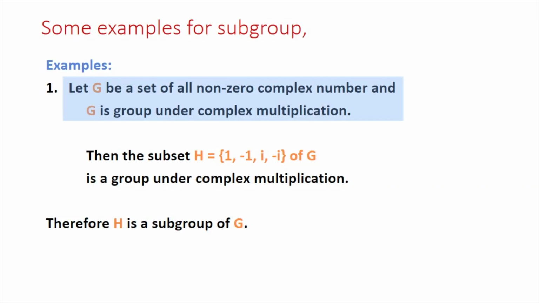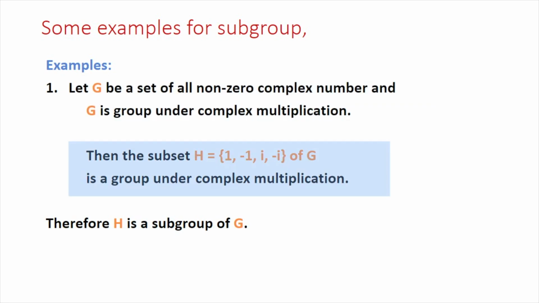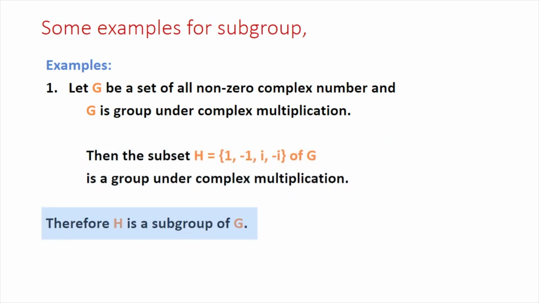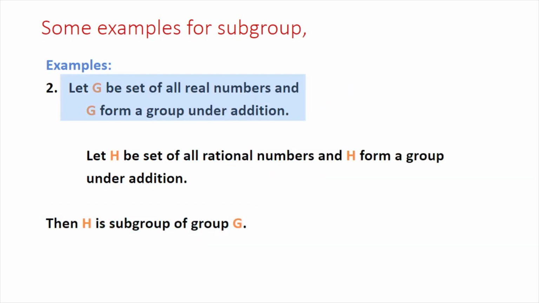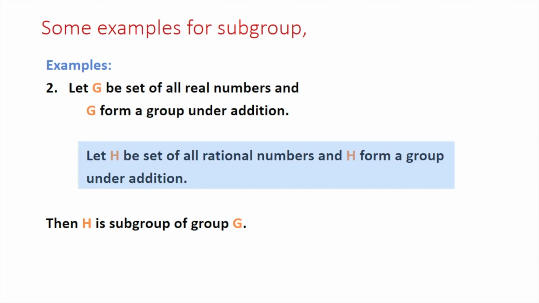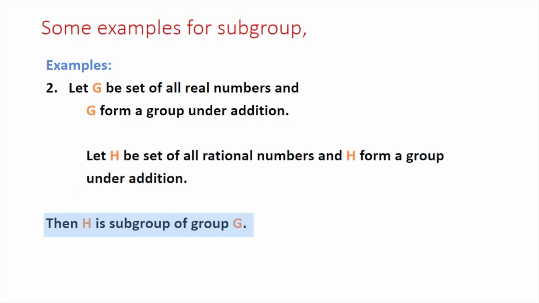Let G be the set of all non-zero complex numbers, and G is a group under complex multiplication. Then the subset H = {1, -1, i, -i} of G is a group under complex multiplication. Therefore, H is a subgroup of G. Let G be the set of all real numbers, and G forms a group under addition. Let H be the set of all rational numbers, and H forms a group under addition. Then H is a subgroup of group G.